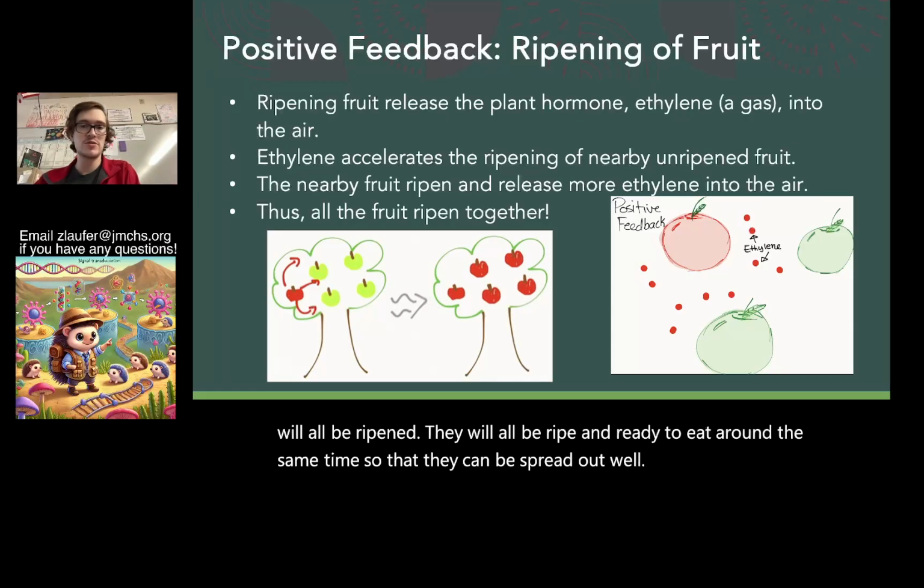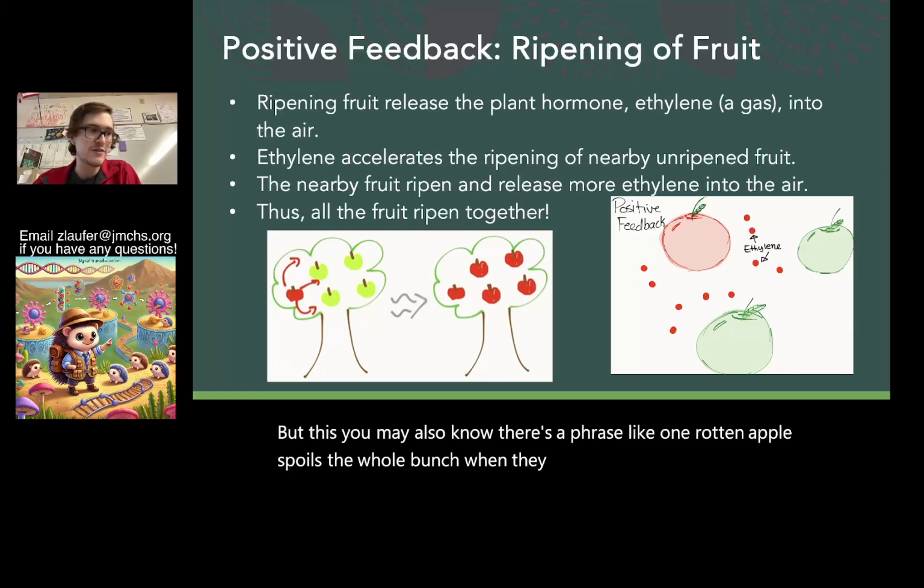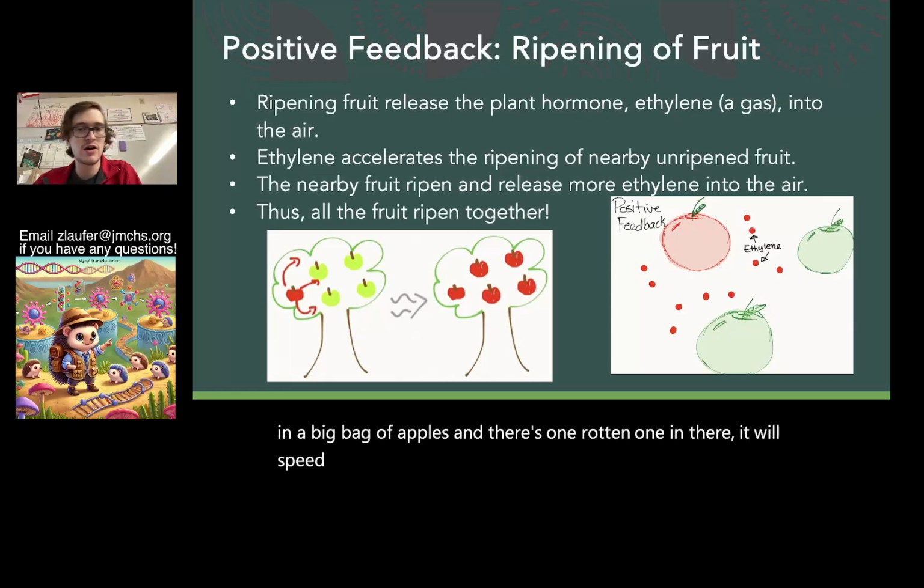But this, you may also know, there's a phrase like one rotten apple spoils the whole bunch. When they start to rot, if you have an apple in a big bag of apples and there's one rotten one in there, it will speed up the process of all the other ones ripening and breaking down and rotting.